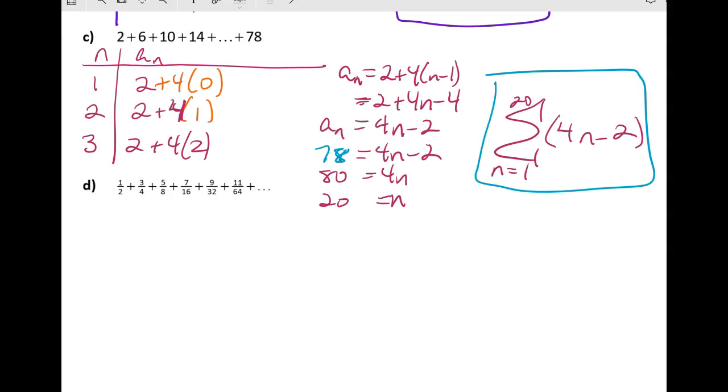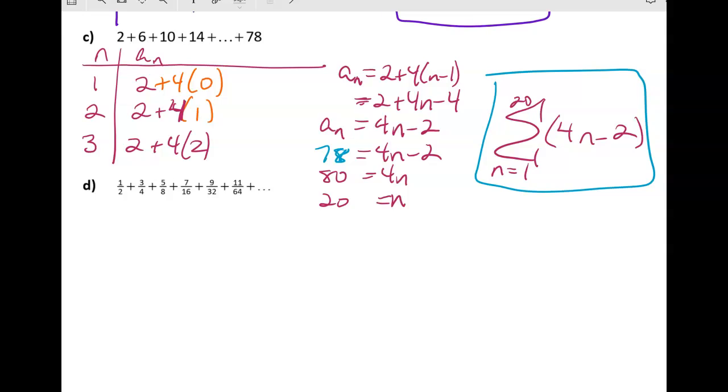Here's the sigma notation. The sum as n goes from 1 to 20 of 4n minus 2. As a reminder, you need the parentheses around 4n minus 2 if the general formula has any additions or subtractions. Those need to be included in the parentheses to show that they're part of the summation. This one also required that we take that number 78 and we figure out what number term it is by taking our formula for the term and setting it equal to 78 and solving for n.